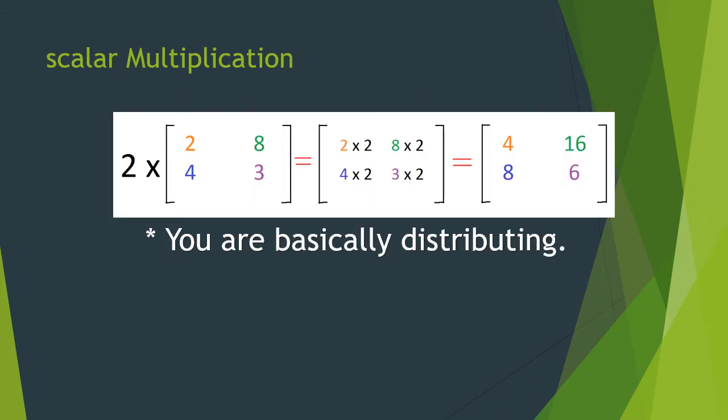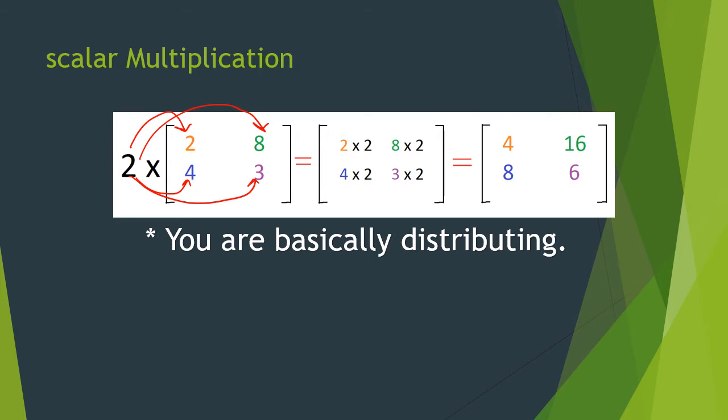Scalar multiplication. That means you're multiplying the matrix by one number, so every element in the matrix is going to be affected. It's basically the cousin of distribution. So I'm going to multiply 2 to element A11, 2 to element 12, 2 to element 21, 2 to element 22. And so, boom, I get my result.